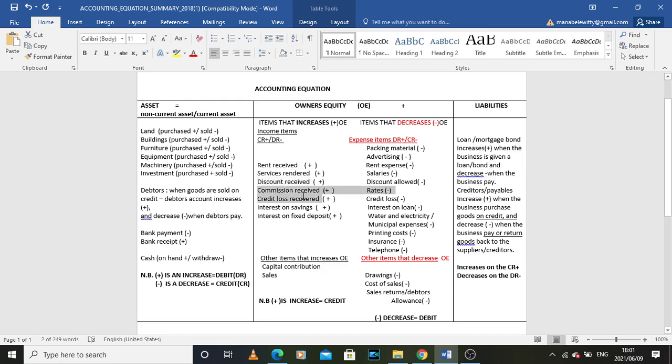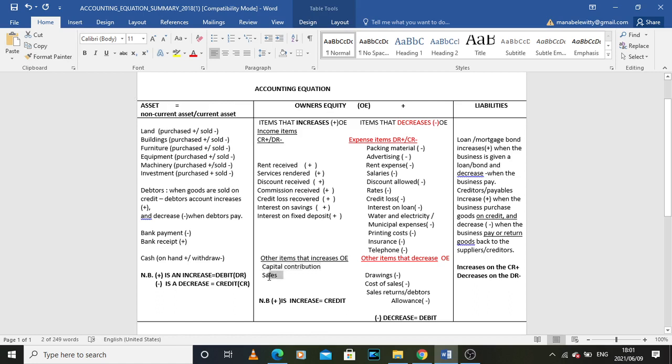Commission received: income from commission, even if you made sales and then you get a commission. Credit losses recovered: people who ran away with our money are now coming back and paying. It's an income. Interest on savings account: if we made a fixed deposit, now we're receiving interest, or on investment. Interest on fixed deposit, what I just explained. Another item that increases owner's equity is capital contribution. If an owner contributes to the business, we're going to receive that money.